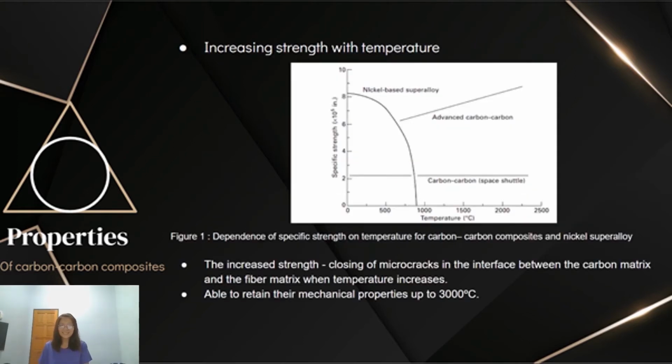carbon. Another unique property of carbon-carbon composite is that its strength can be increased with temperature. This figure shows the strength properties of several carbon-carbon composites and other materials over a temperature range. The strength of advanced types of carbon-carbon increases with the temperature up to at least 2000 degrees Celsius. The increased strength is due to the closing of microcracks in the interface between the carbon matrix and the fiber matrix when temperature increases. In addition, they are able to retain their mechanical properties up to 3000 degrees Celsius.